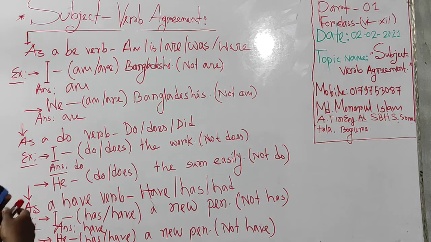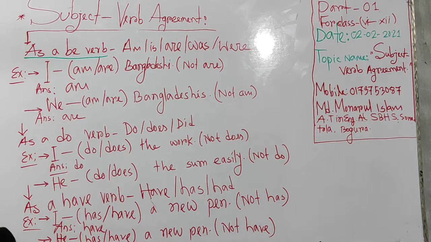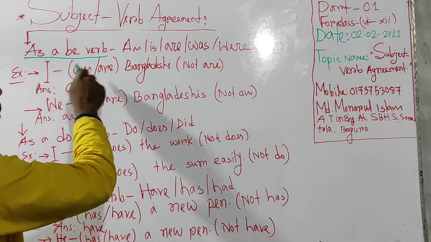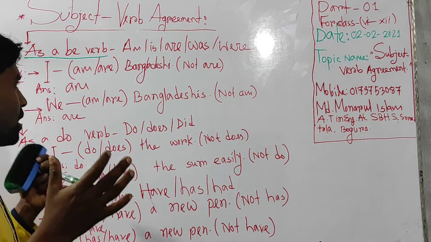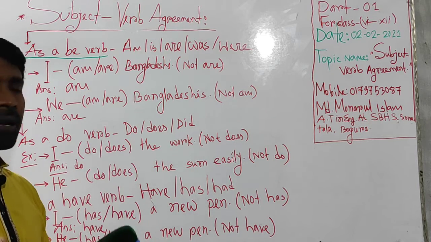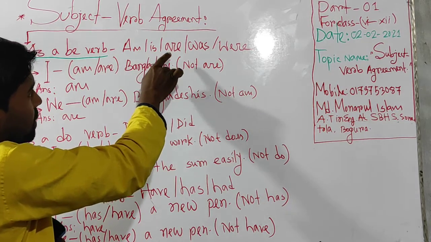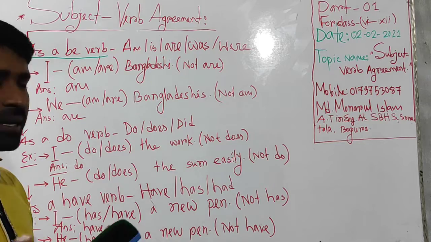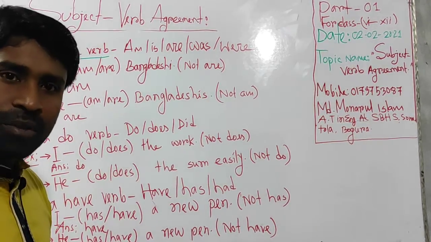Dear viewers, I have also given you topic number one, the be verb. Here I am giving you the be verb. Do you know what the be verb is? There are am, is, are, was, were. Of course you know, these are be verbs.